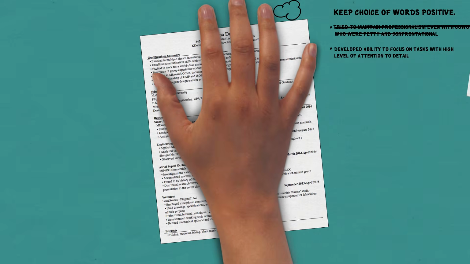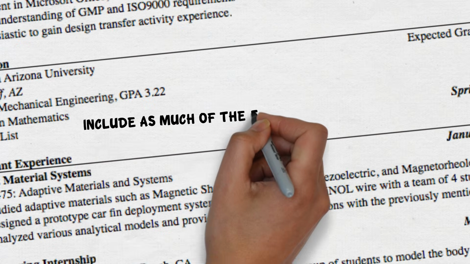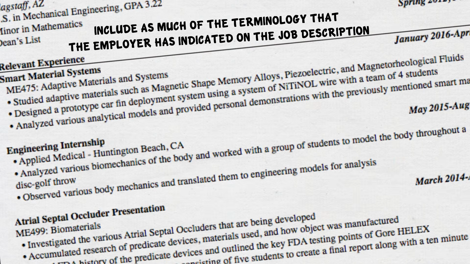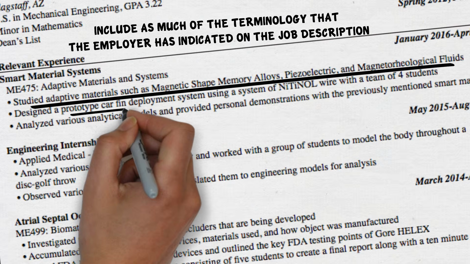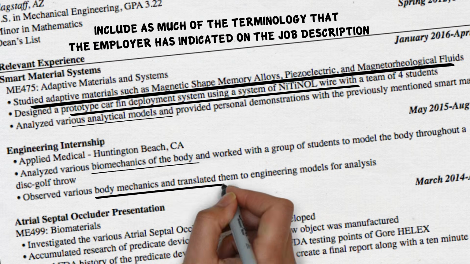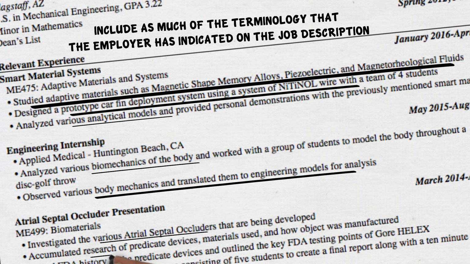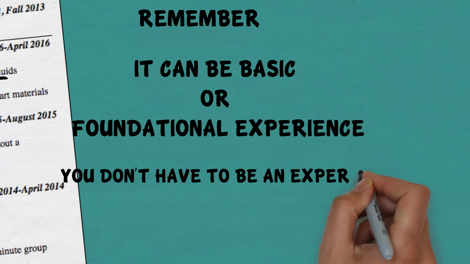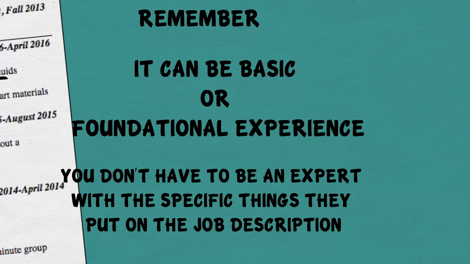When you are applying for a specific position, it is always best to be sure to also include as much of the terminology that the employer has indicated on the job description that you have experience with. This terminology can include software typically used, quality standards, desired characteristics, tools used in that career path, etc. These can also be found through your knowledge of the relevant industry terminology, which you would have learned in classes or via your research of that industry. Remember, it can be only basic or foundational experience. You don't have to be an expert with the specific things they list in order to put them on the resume.